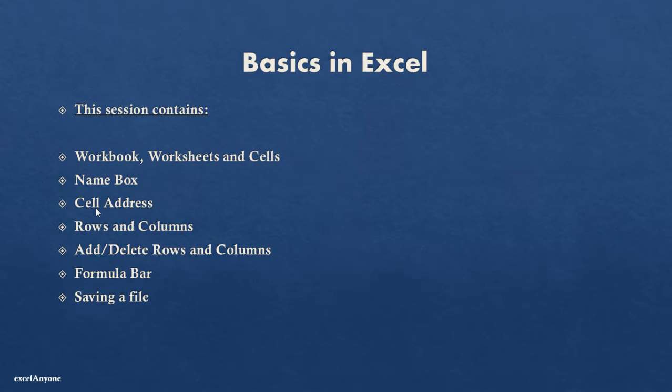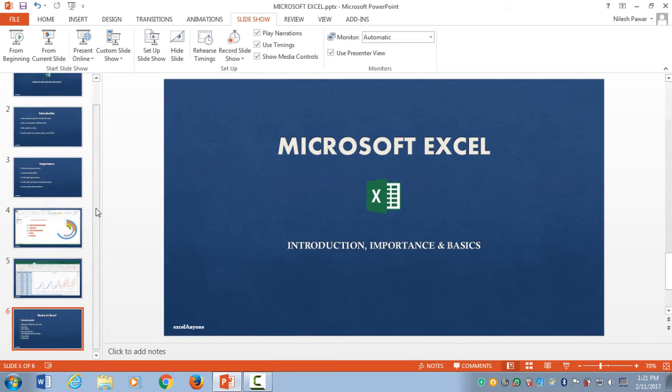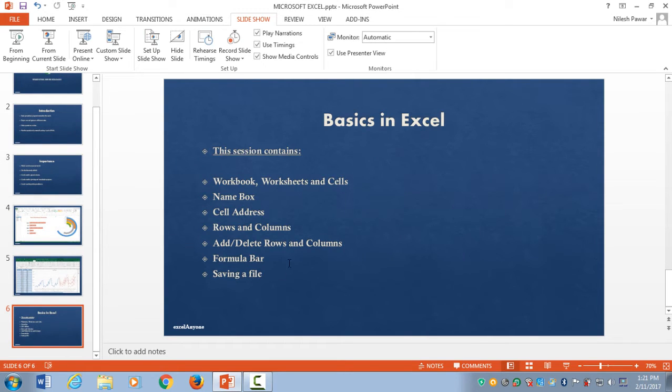So in this session I will take you through some basic things regarding Excel. I will tell you what is a workbook, what is a worksheet, what is a cell address, what is the name box, rows and columns, then how to add or delete rows and columns. Then I will introduce the formula bar and how to save a file. Okay guys, so let's get started.